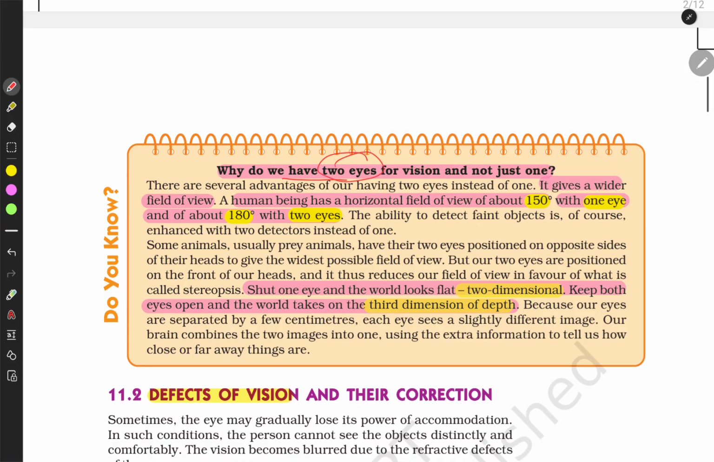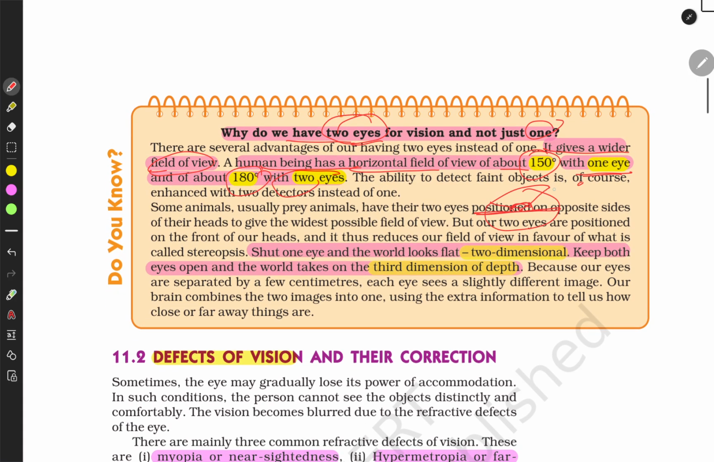So why do we have two eyes? Why not just one? It gives a wider view. Two eyes give a wider view. Human beings have a horizontal field of view of about 150 degrees with one eye. So it will only give 150. See, this is 360 and 150 will be something like this. And with two eyes it becomes 180 degrees. So this creates the wide field of view.